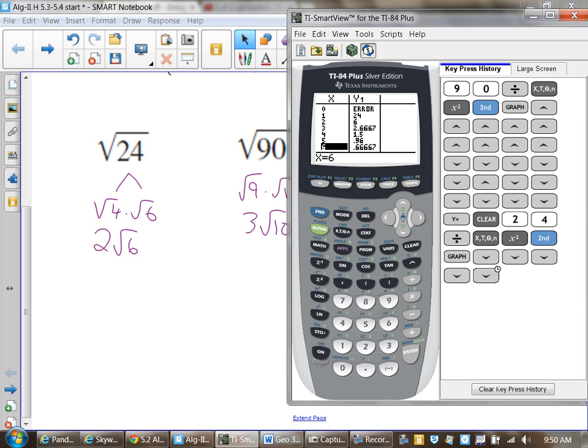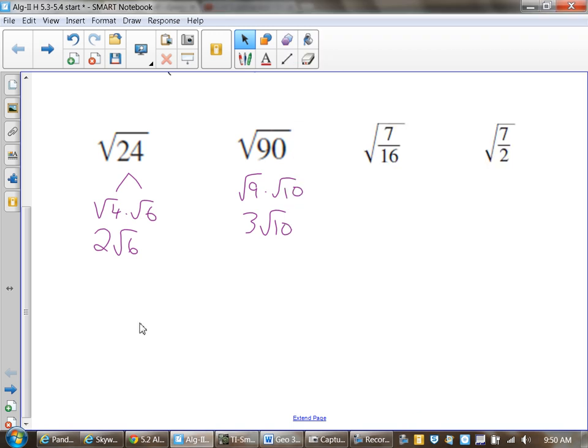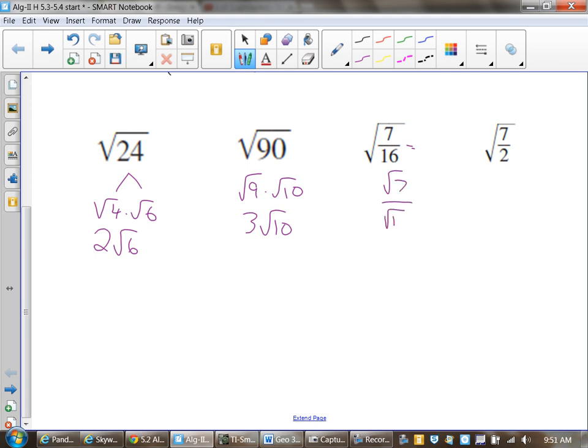Now, as far as the other style is concerned, when you have to worry about division, that means you have to take the square root of both the top, the numerator, and the denominator. The one that says root 7 over 16, that one's easy. Because what's the square root of 16? 4. So you're taking the square root of 7 over the square root of 16. So that's root 7 over 4.